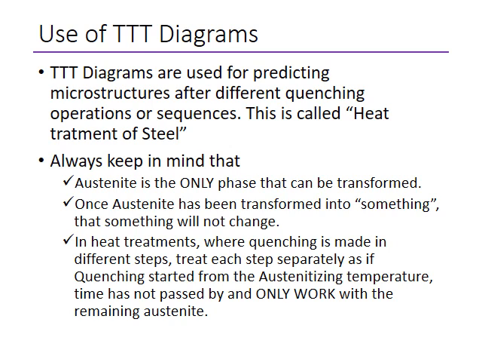So in heat treatments, where you have different quenchings, every quench is a separate problem, but the only phase that can be transformed is austenite. So in every step, you have to subtract the austenite that has already been transformed, and you are left with less austenite for transformation to happen.